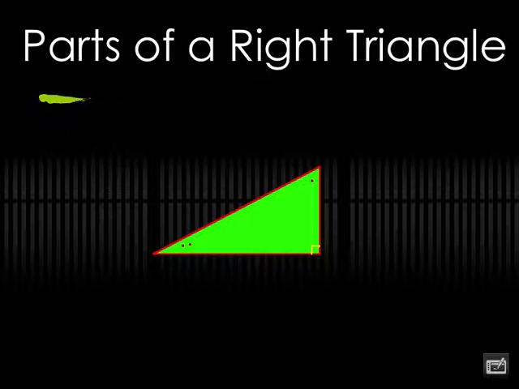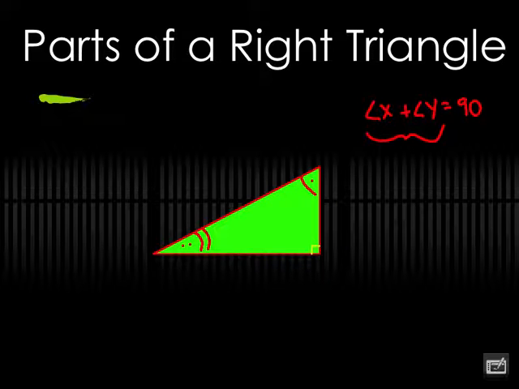Maybe not necessarily in this triangle, but let's suppose we have two angles, angle X and angle Y, and they are complementary. What do you know about X and Y? They're less than 90. What is it called when they're less than 90? Good, they're acute angles. So these two angles have to be acute and complementary. They add up to 90.